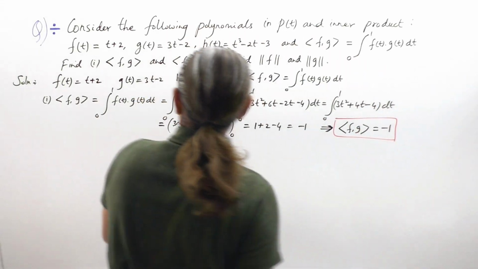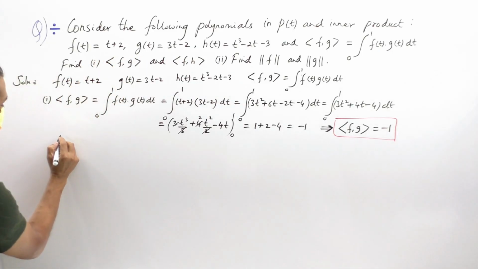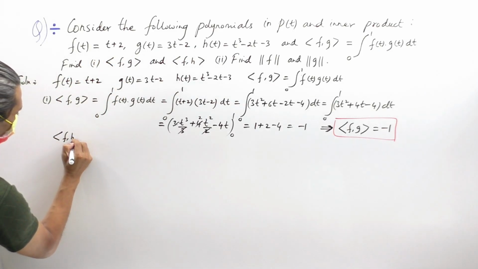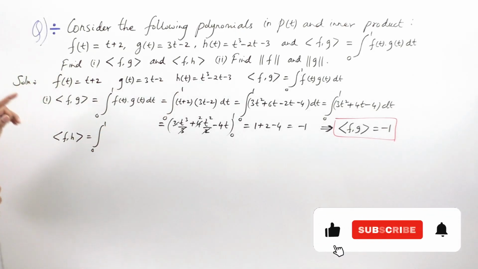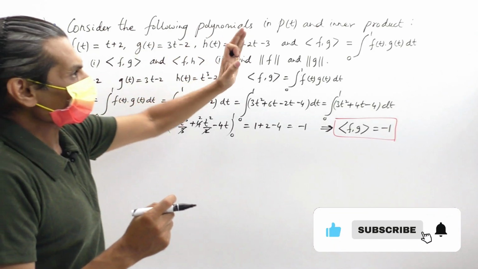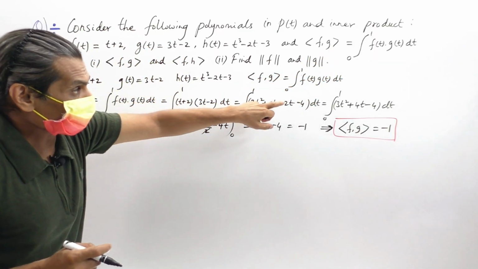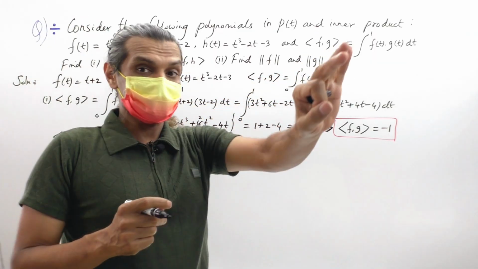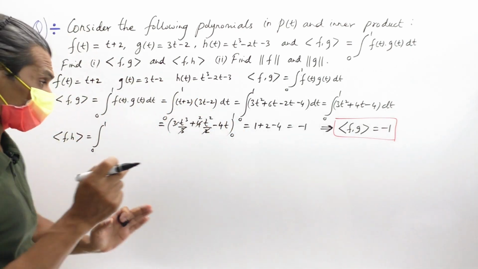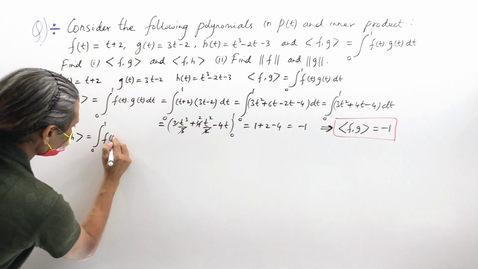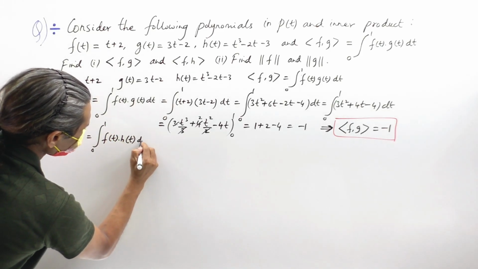The next one is the inner product of f and h. So second, the inner product of f comma h is equal to again the integration from 0 to 1. Again, the definition is that the inner product of f and g equals the integral from 0 to 1 of f of t into g of t dt. Here it is f and h, so according to the formula it will be f of t into h of t dt. That's it, as simple as that.